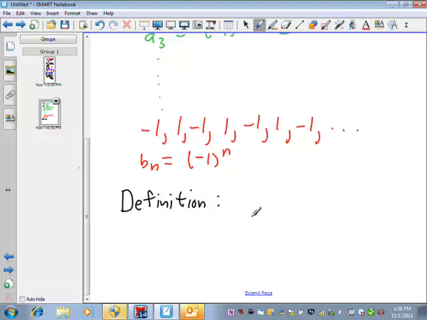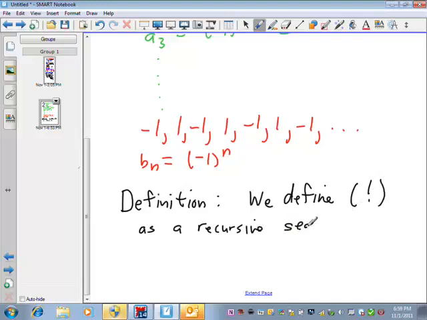Okay. So here's the definition. I'm going to take this exclamation point, and here it is. 0 factorial is 1. And let me be a little bit more careful here. We define it as a sequence, as a recursive sequence, as follows.